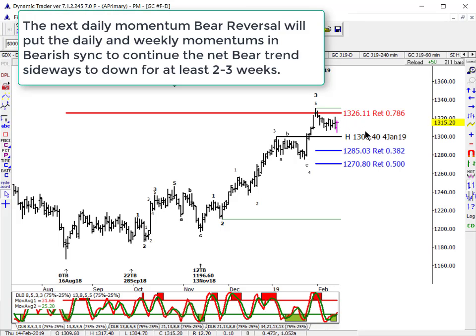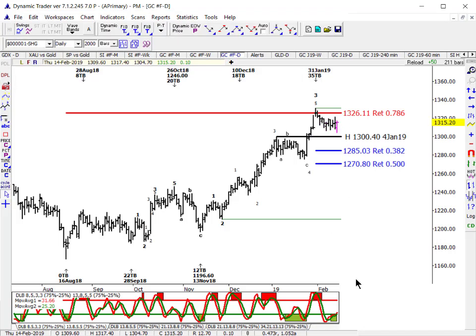But given the weekly momentums are dual look back bear, it should be a correction. And regardless of whether it's a correction or we make a new high, the next daily momentum bear reversal is going to have the daily and the weekly momentums in sync on the bear side to continue the decline. And we'll decide on where the price is when we make that daily momentum bear reversal to identify how significant or what degree that decline will be.